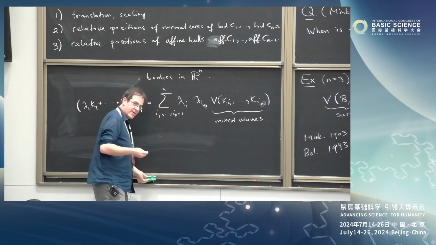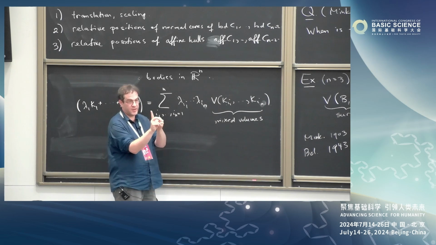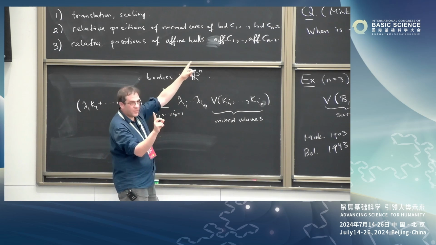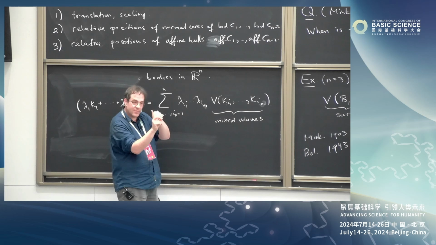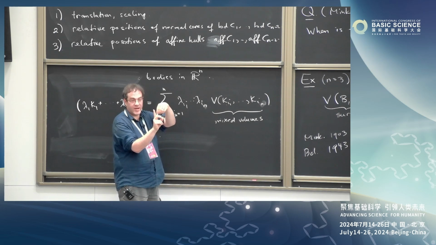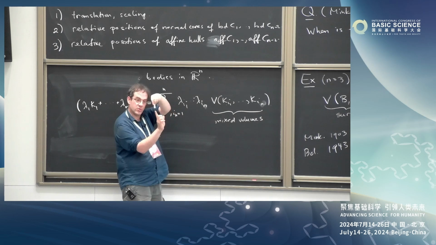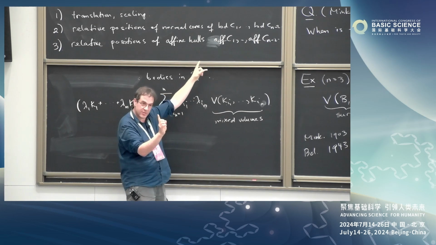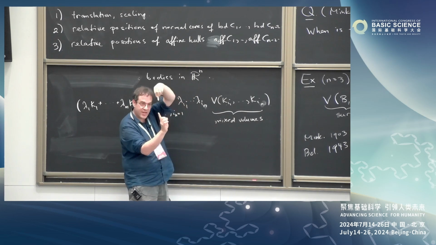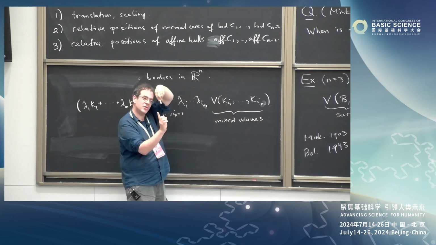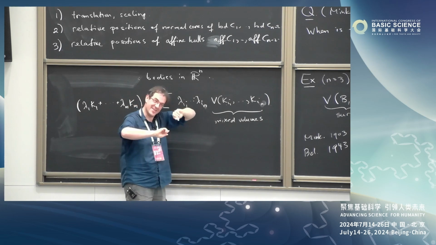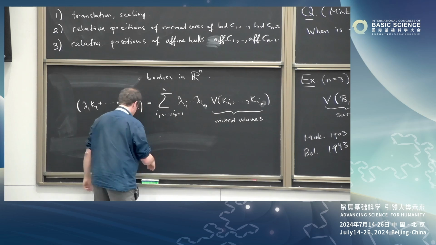So you fix any direction u in the unit sphere, and then for each of the bodies, look at the normal cone of that body that contains that given direction u. Each of these normal cones may have a different dimension, may be oriented a different way. And now you have to know something about the relative positions of the normal cones of C1, C2 until Cn minus 2 that contain a fixed direction u. Now you have to do the same thing for all directions u, and that will determine the equality.